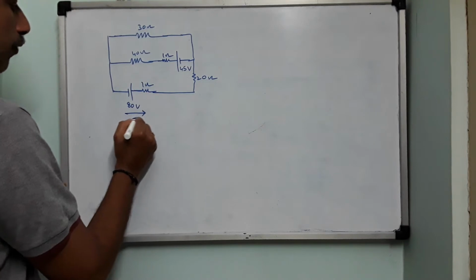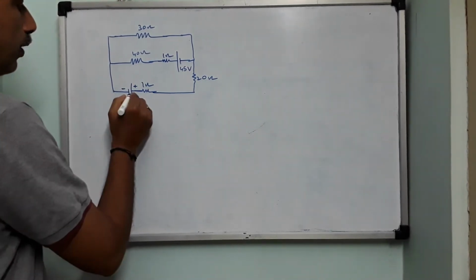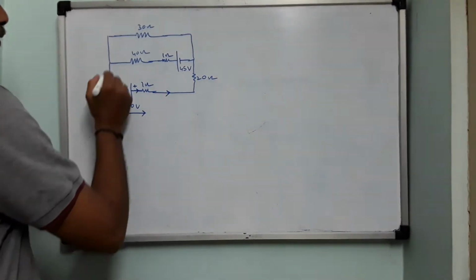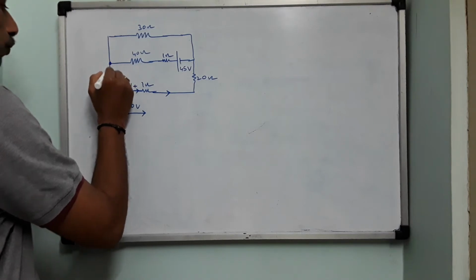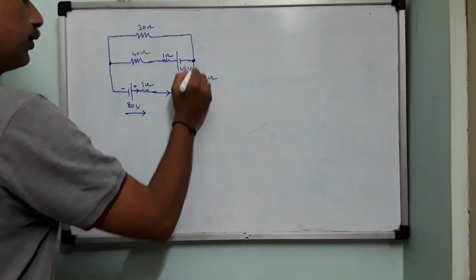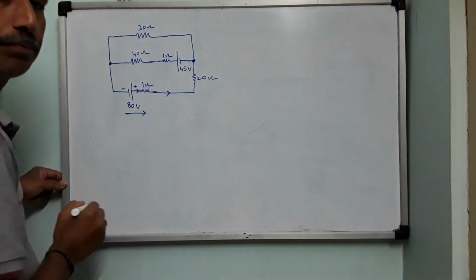You know, this is the direction of EMF of a cell. So this is plus, this is minus. Okay. So this will drive a current in this direction. So this is like this. Remember, children, from this point to this point, there is only one source of energy. Therefore, this entire branch will have the same current.